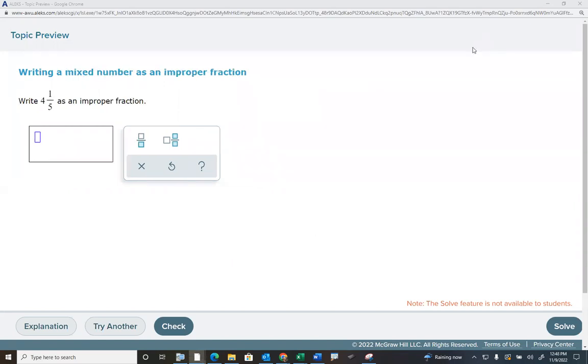All right, so now we're going to do the exact opposite process. So 4 and 1/5. So we're going to end up with an improper fraction, meaning like we started with on the last topic, a fraction where the numerator, the top, is bigger than the denominator. Okay. So, I don't know if you noticed on the last one, but the denominator doesn't change. So we know the denominator is going to be 5 for this one.